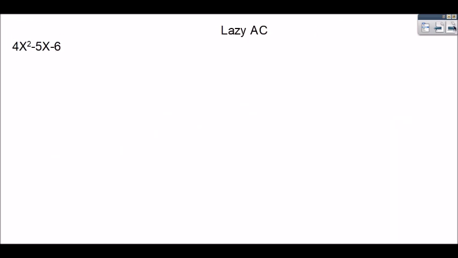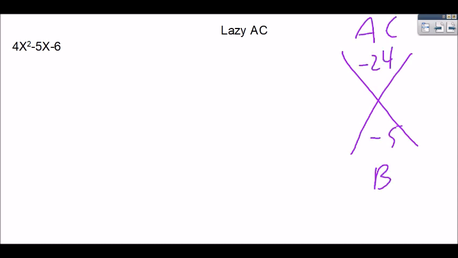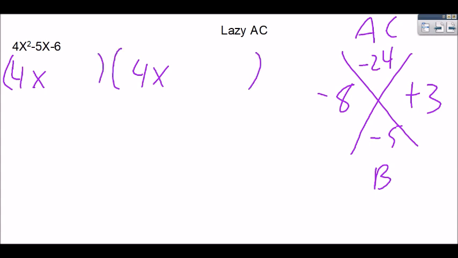All right, lazy AC. So we should get the same answer, but we're going to do the same thing that we did before. And we know from the previous example that the combo that gets us there is negative 8 and 3. So what we're going to do is I'm going to write this front number of 4x twice. And you're going to say, Mr. Gardner, stop. 4 times 4 gets me to 16, doesn't get me to 4. That's the lazy part of this. So follow me, and then we'll see.